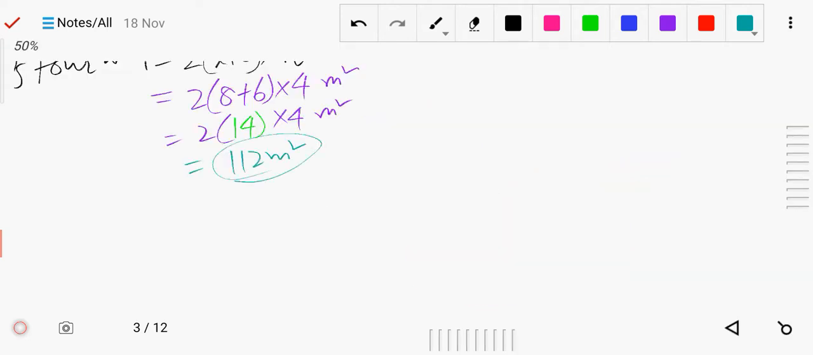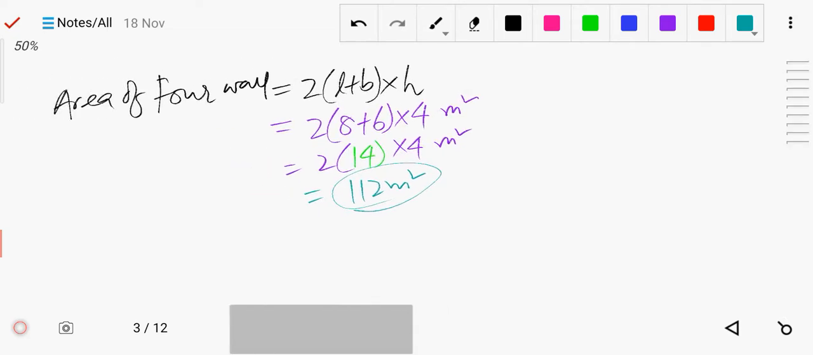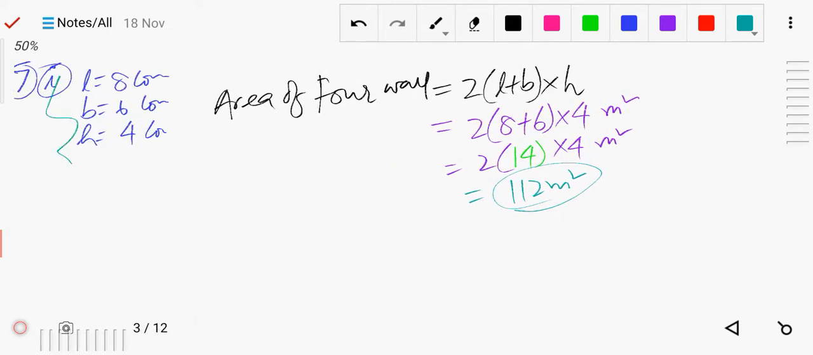In this way you can do it. Simply write the given data, then write the formula, area of 4 walls, and then solve.